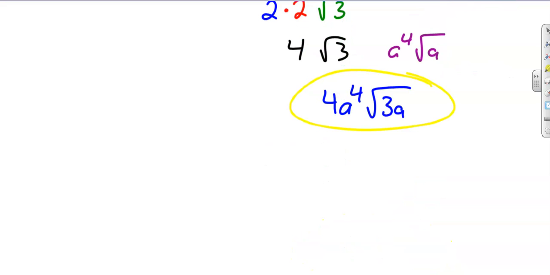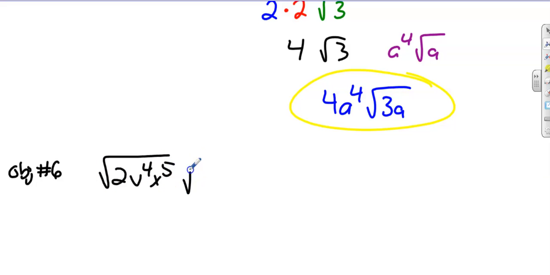Okay, objective 6. Only thing different with objective 6, instead of giving you one variable, now they give you 2 variables. Still works the same way. Still just do it, one little piece at a time. So it's 2v to the 4th, x to the 5th, times 8vx squared.